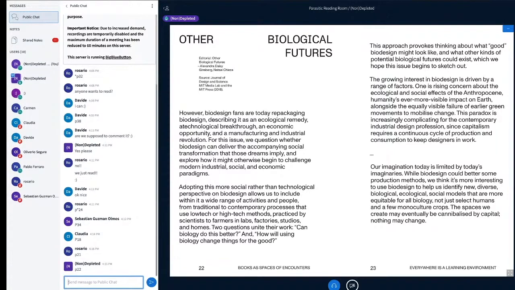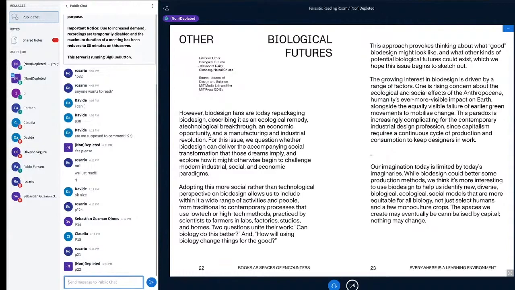The growing interest in biodesign is driven by a range of factors. One is the rising concerns about the ecological and social effects of the Anthropocene, humanity's ever-visible impact on Earth, alongside the equally visible failure of earlier green movements to mobilize change. The paradox is increasingly complicating for the contemporary industrial design profession, since capitalism requires a continuous circle of production and consumption to keep designers in work. Our imagination today is limited by today's imaginaries.